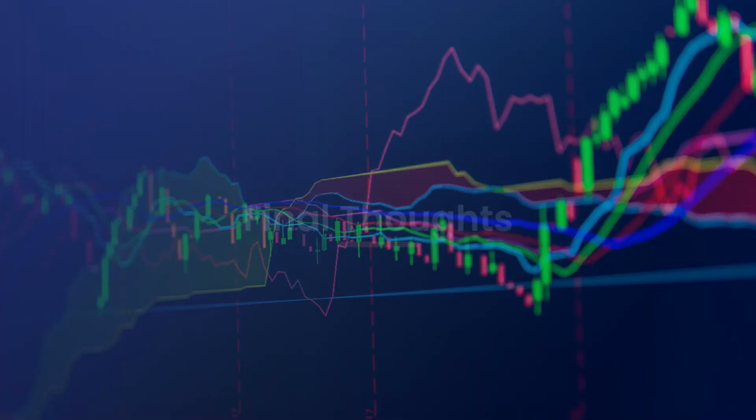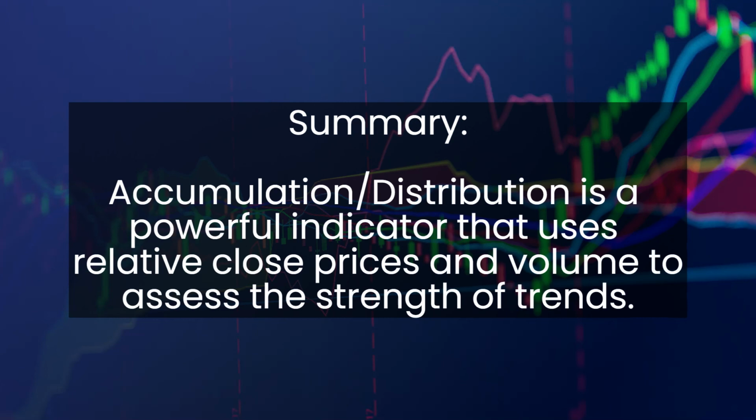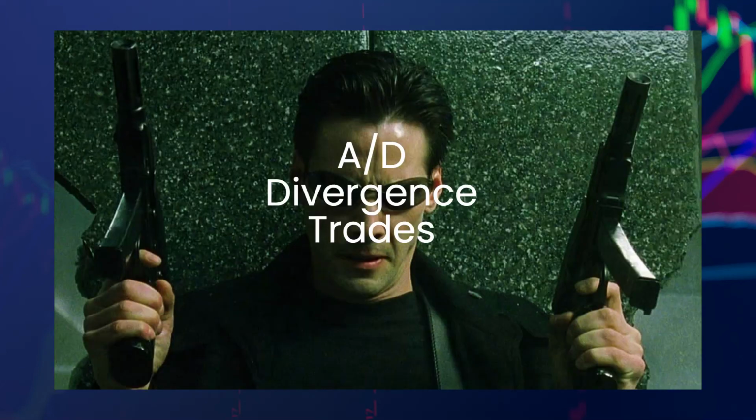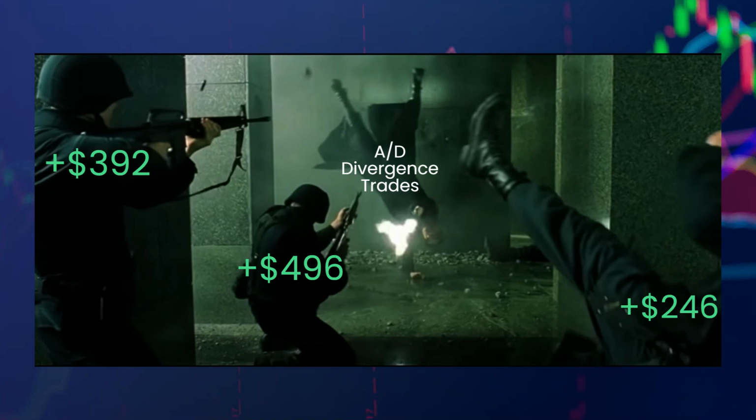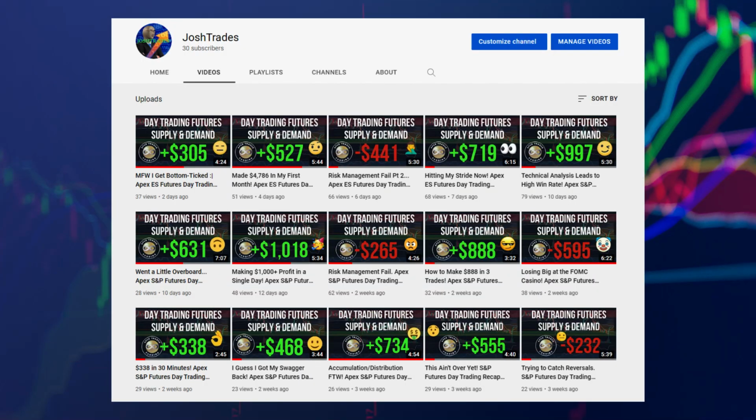Accumulation distribution is a powerful indicator that uses relative close prices and volume to assess the strength of trends. As you probably noticed, I personally prefer to take trend reversal trades off of AD divergences when other indicators are in confluence. When entering near key levels, I found the strategy to be highly profitable and wanted to share it with all of y'all.